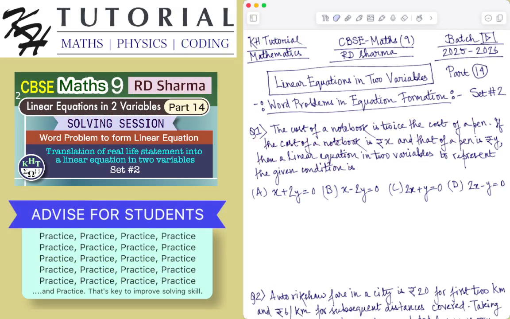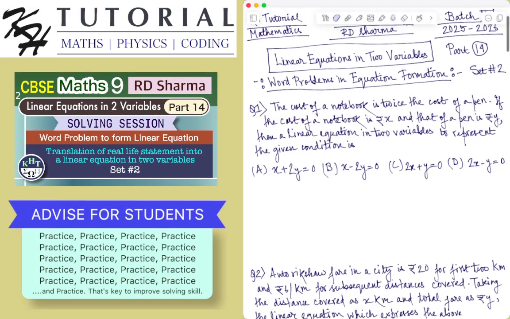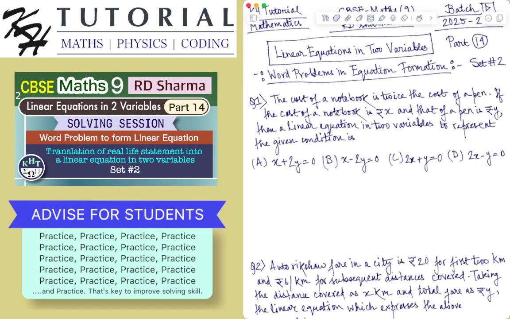Okay, so the first problem says that the cost of a notebook is twice the cost of a pen. If the cost of a notebook is rupees X and that of a pen is rupees Y, then a linear equation in two variables to represent the given condition is. So the cost of a notebook is rupees X and the cost of a pen is rupees Y. And it is given that the cost of a notebook is twice the cost of a pen.